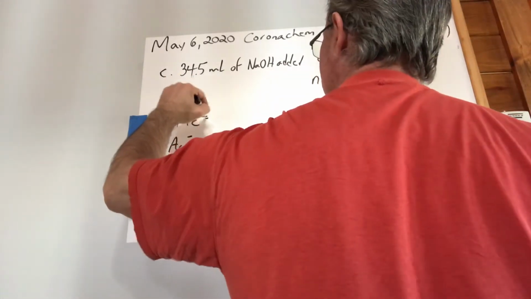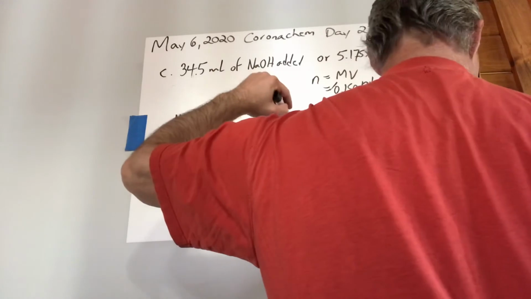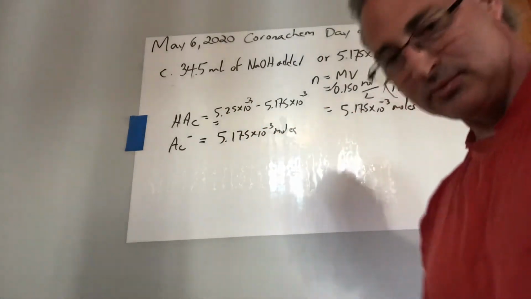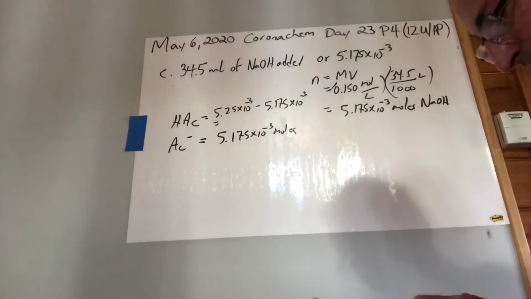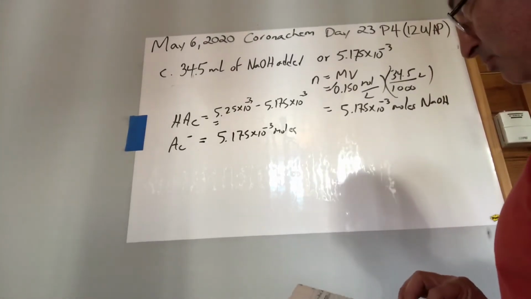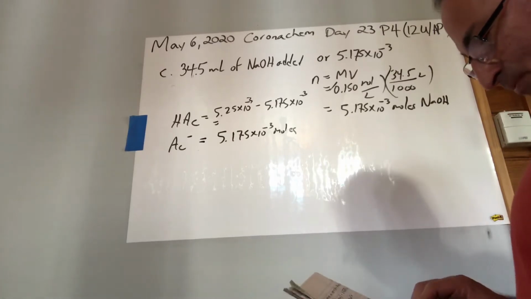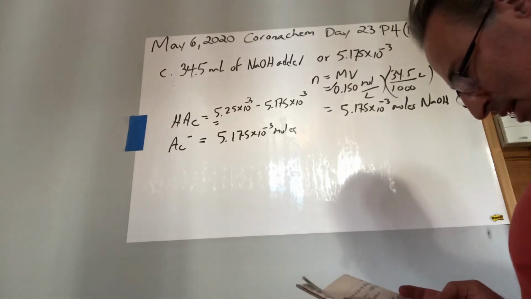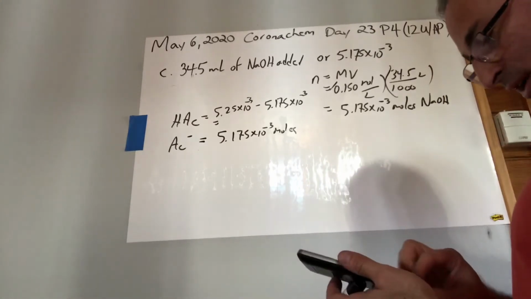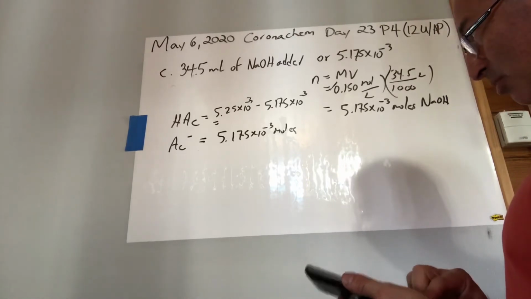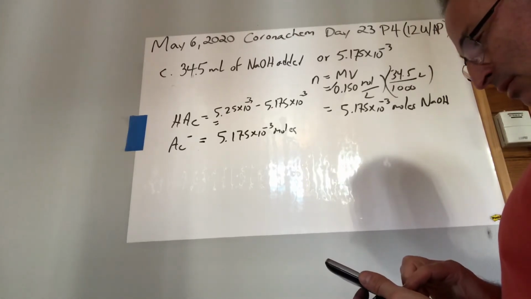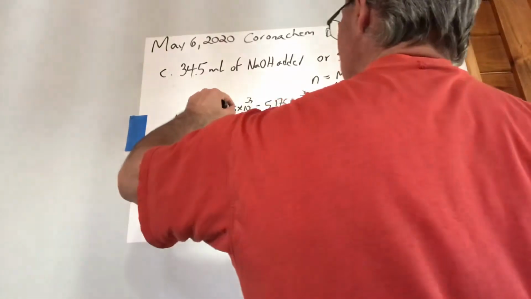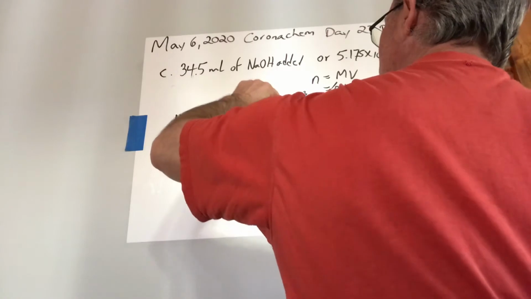5.25 times 10 to the negative 3 minus 5.175 times 10 to the negative 3. So that gives you a very small amount. 5.25 minus 5.175 gives you 7.5 times 10 to, oh my goodness, what am I doing? Let's try that again. 5.25 times 10 to the negative 3 minus 5.175 times 10 to the negative 3, and you get 7.5 times 10 to the negative 5. Please don't tell me I got that wrong too.